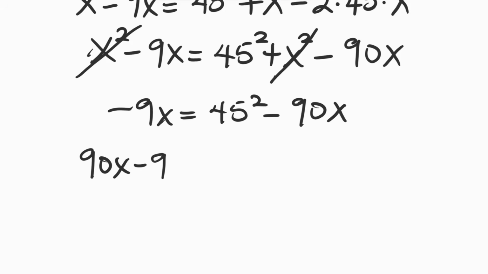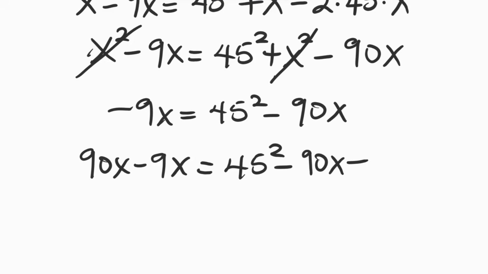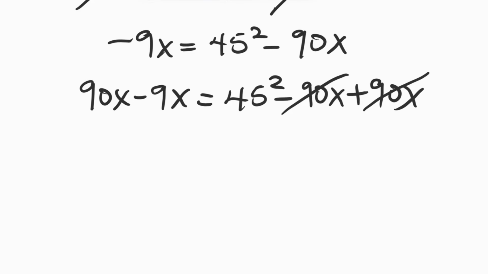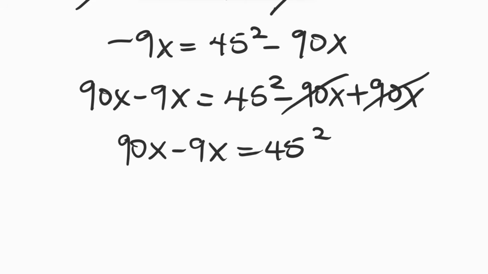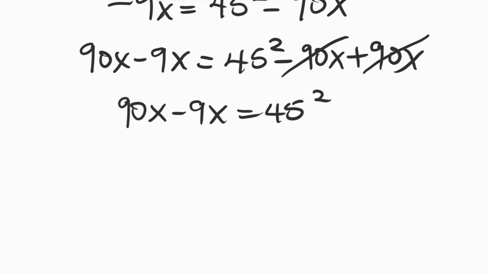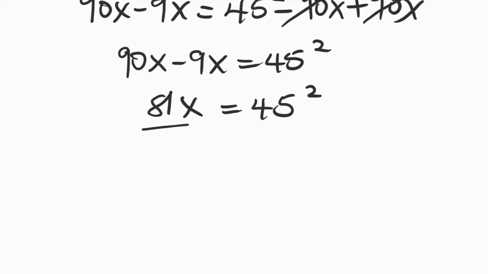We can add 90x to both sides. So we have 90x minus 9x equals 45 squared minus 90x plus 90x. And they cancel out. So we have 90x minus 9x equals 45 squared. So now 90x minus 9x will give us 81x equals 45 squared. To find x, we divide through by 81.